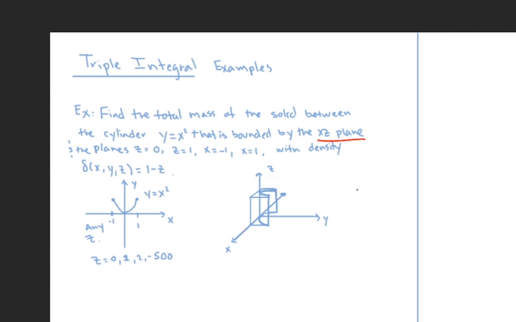So basically you just have to draw all of the objects that they give you and then find out what is the shape that is in between them all, like in between and bounded by. So they're basically giving you a description of the walls and the floor and the ceiling of some kind of very strange house.